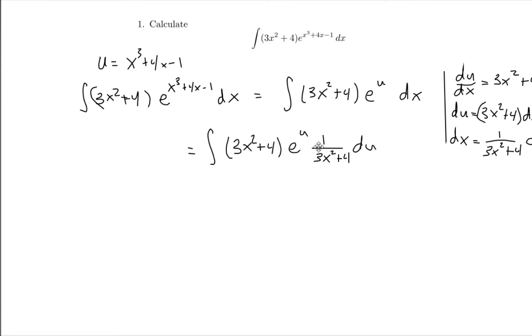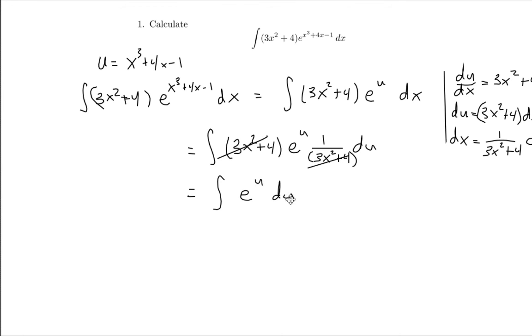And this is a very nice situation, because this 3x squared plus 4 on the bottom can cancel out with this 3x squared plus 4 on the top, which is why having the derivative of u already in the question is what we want, so we can cancel these things out. And at the end of the day, once everything cancels out, we're left with e to the u du. So now, because we have only one variable, namely u, in our integrand, and we're integrating with respect to that variable, we can actually proceed and do this anti-differentiation.